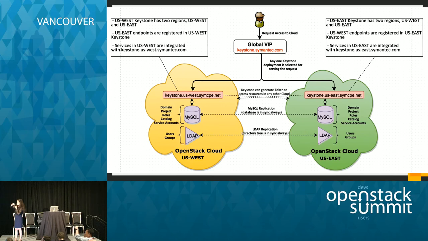With a load balancer, we can create a VIP, and the load balancer should be able to route that request to the nearest data center. And also, if you generate a token in one data center, you should be able to use it in another data center. And this can be applied to any number of data centers.